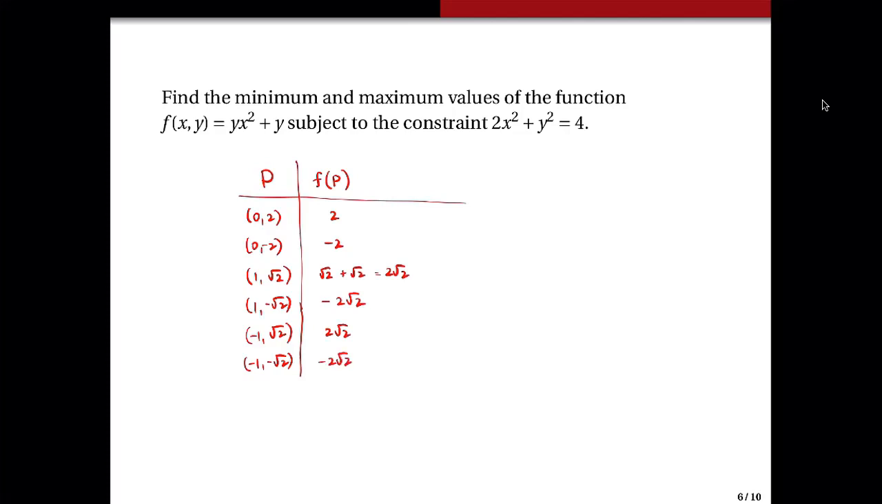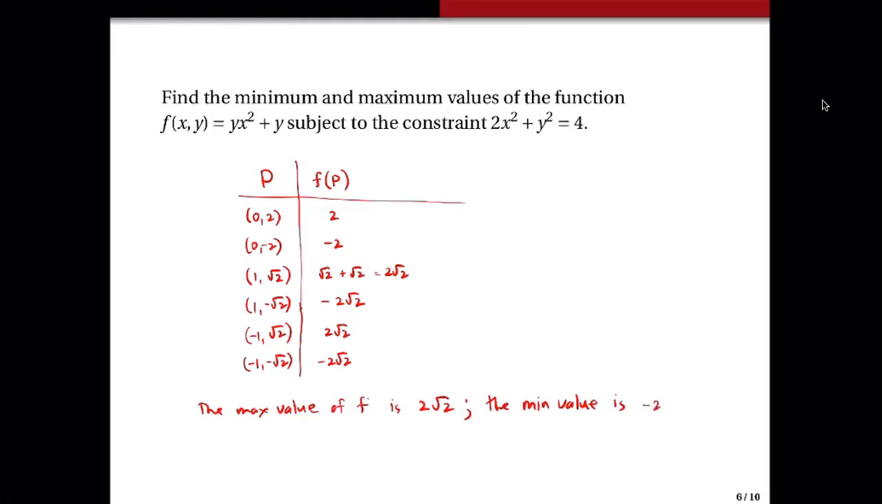And among these values, 2, negative 2, 2 square root of 2, and negative 2 square root of 2, we have the maximum value. The max value of f is 2 square root of 2. The min value is negative 2 square root of 2.